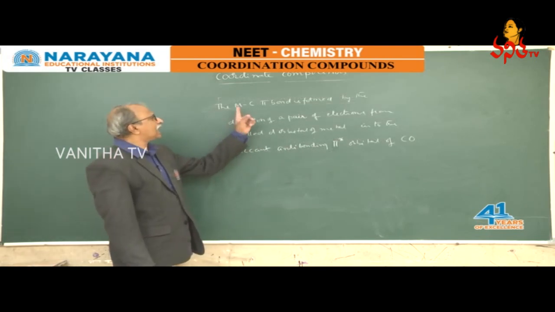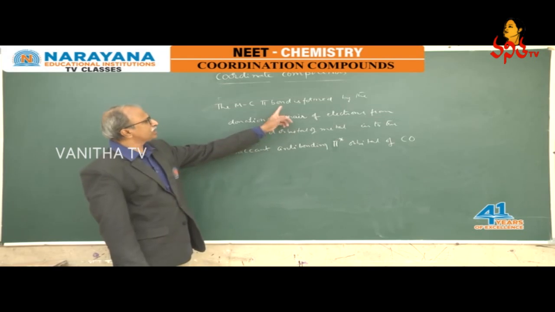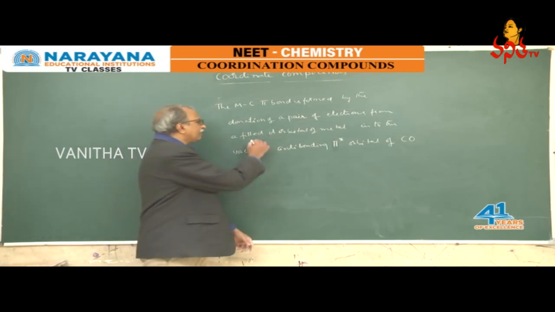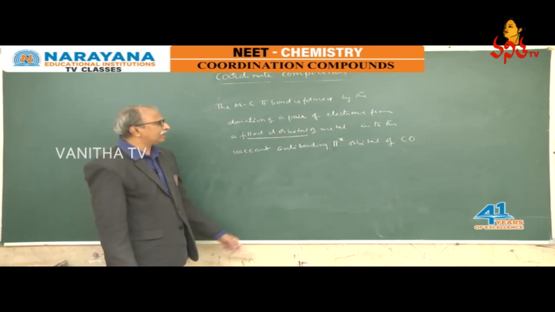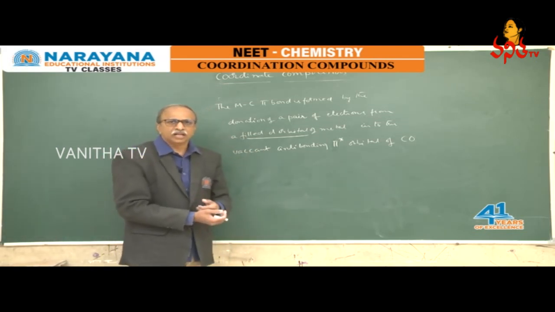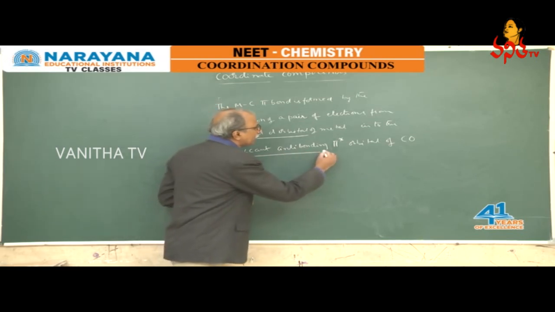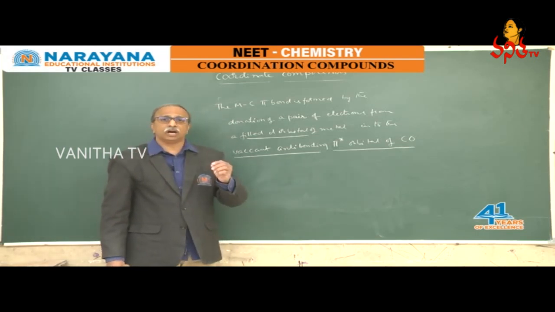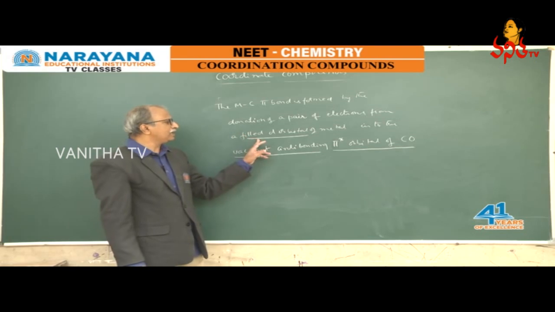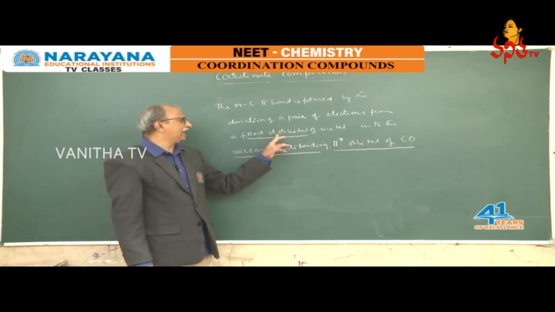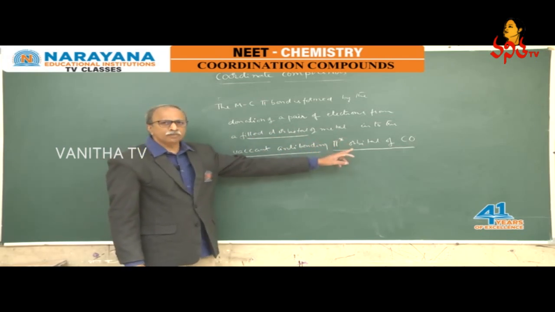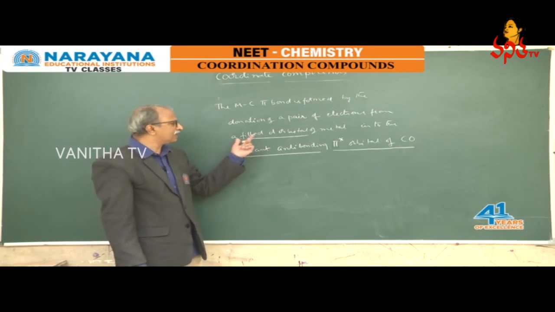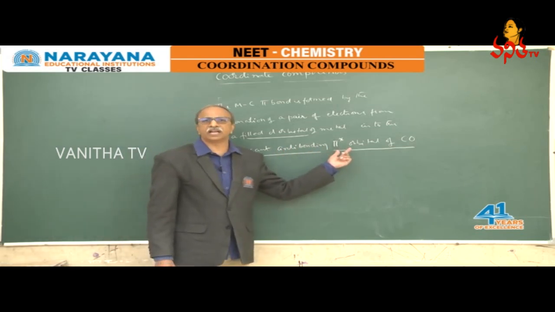The metal-carbon pi bond is formed by the donation of an electron pair from the filled d orbital of the metal, and the accepting orbital present in carbon monoxide is the vacant anti-bonding pi star molecular orbital. Pi star molecular orbital, very important. The metal is giving the d orbital electrons, and the carbon monoxide is accepting the electrons from the metal into vacant anti-bonding pi star orbitals.